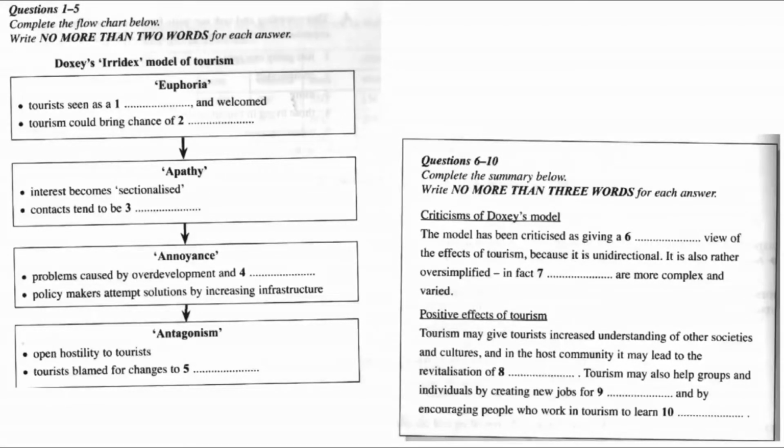Now, in practice, fortunately, things aren't always quite like that. If you look at real situations, you'll see that the relationships between local people and tourists are rather more complicated and prone to greater variation than this model suggests. So the model is really rather oversimplified. In fact, studies have highlighted quite a few positive effects of tourism. For example, Doxy's model doesn't look at the effects on the tourists themselves. They may well benefit from increased understanding of the host society and culture.